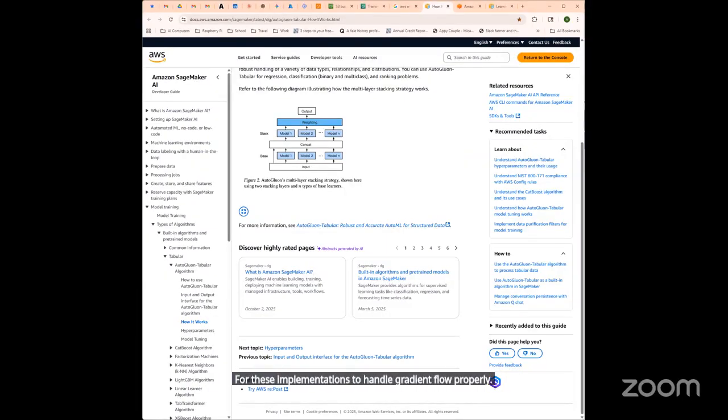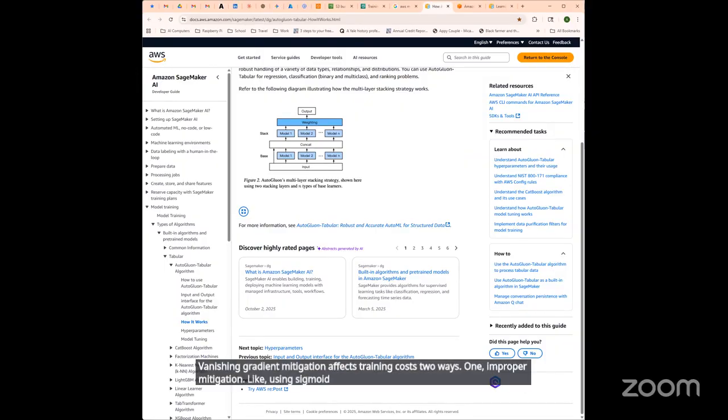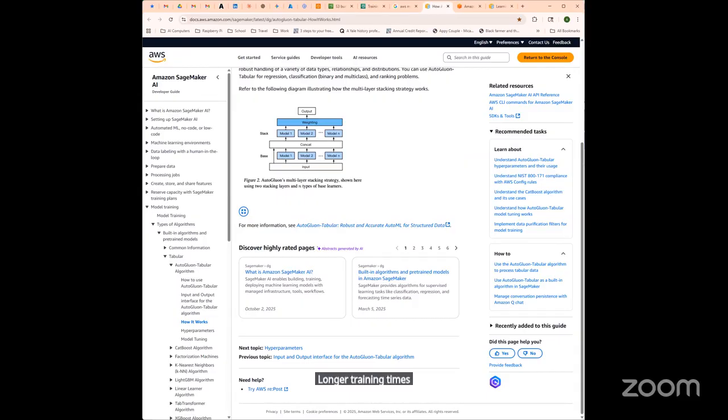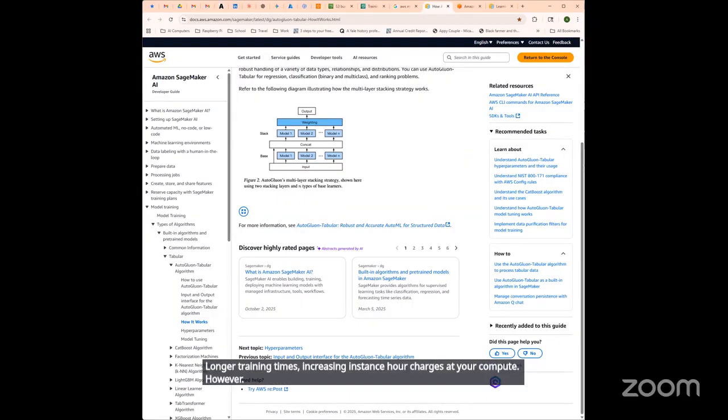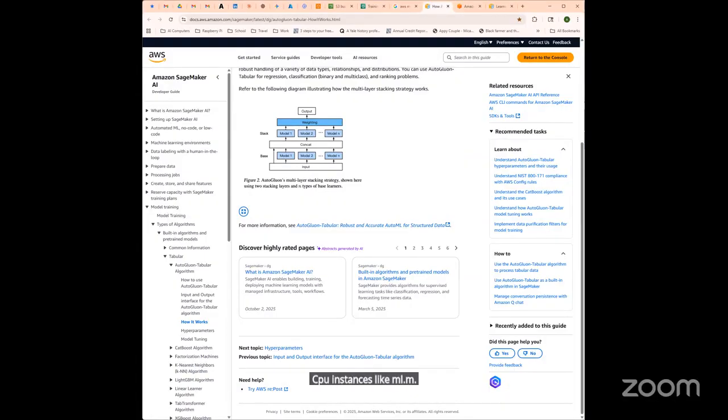What are the cost implications here? Vanishing gradient mitigation affects training costs in 2 ways. 1, improper mitigation, like using sigmoid activations at deep layers, causes slower convergence and longer training times, increasing instance hour charges for your compute. 2, architectures like ResNet and LSTM require more powerful compute, typically GPU instances like the ML.P or ML.G types. CPU instances like ML.M cost a lot less, and these are suitable for simple models.